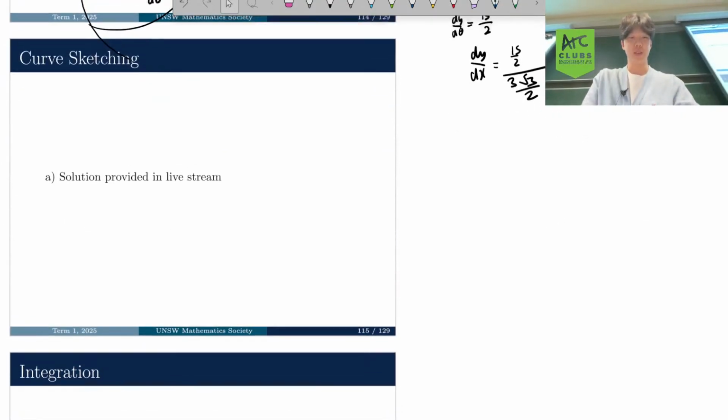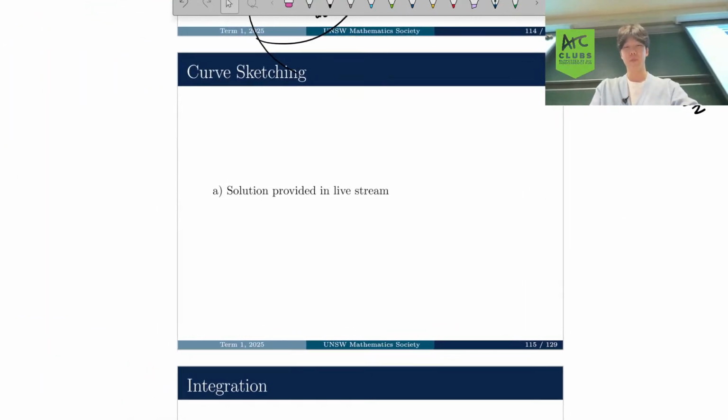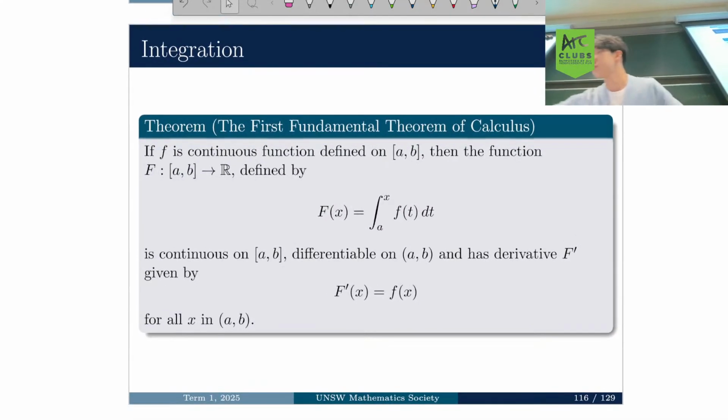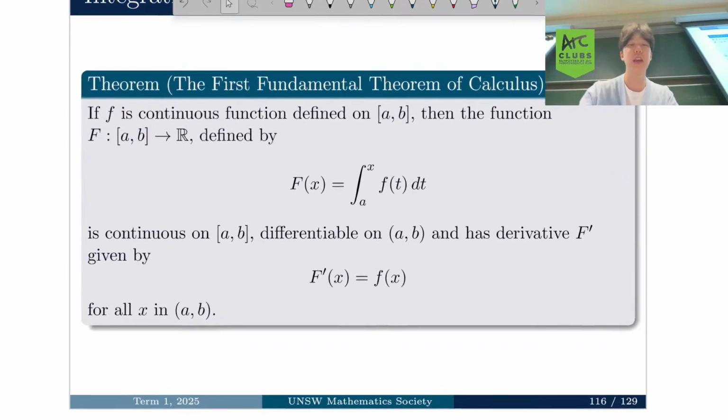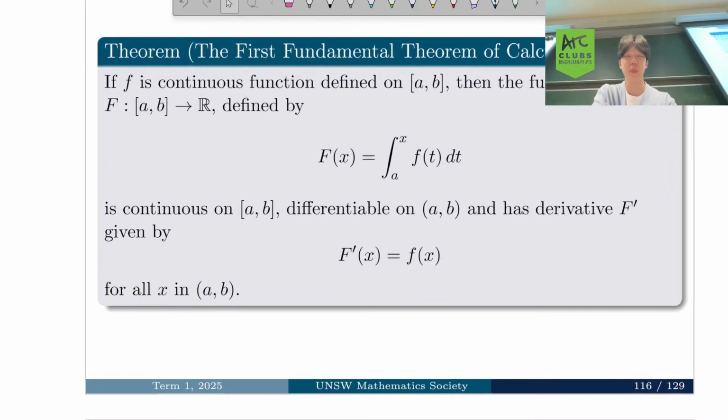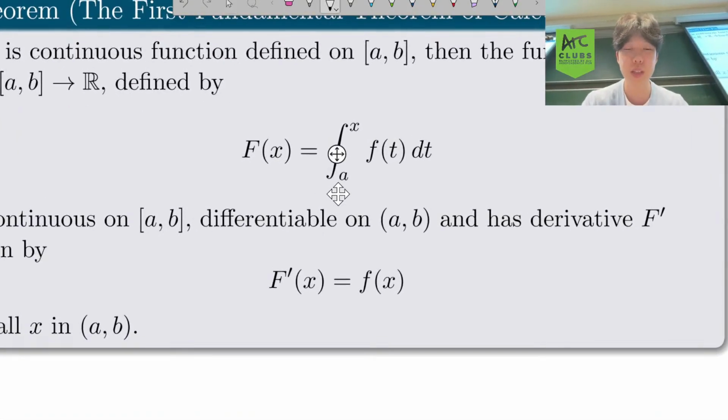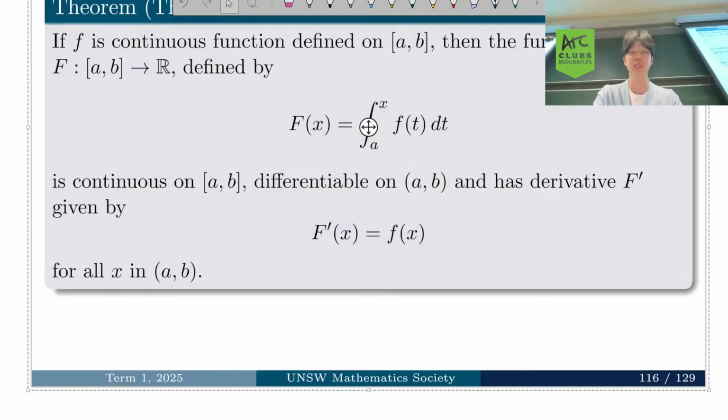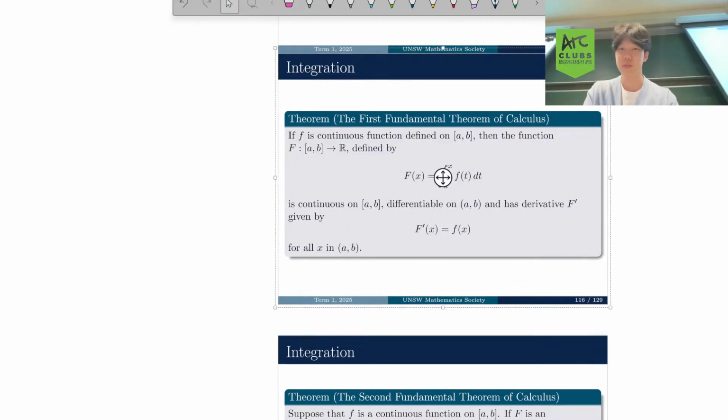All right, so now let's move on to the first fundamental theorem of calculus. Now it looks pretty complicated, but the way it works, if f is a continuous function defined on [a, b], then the function capital F, which is defined by the integral from a to x of f(t) dt, is continuous and differentiable, and when we differentiate it, we just get f(x) back. So what does that even mean?